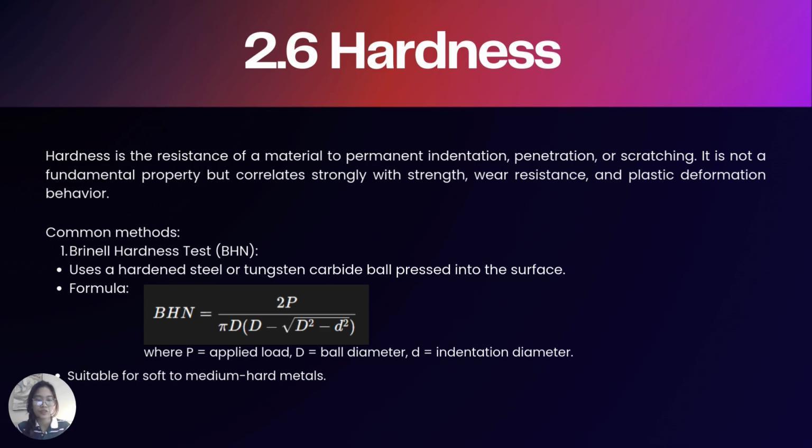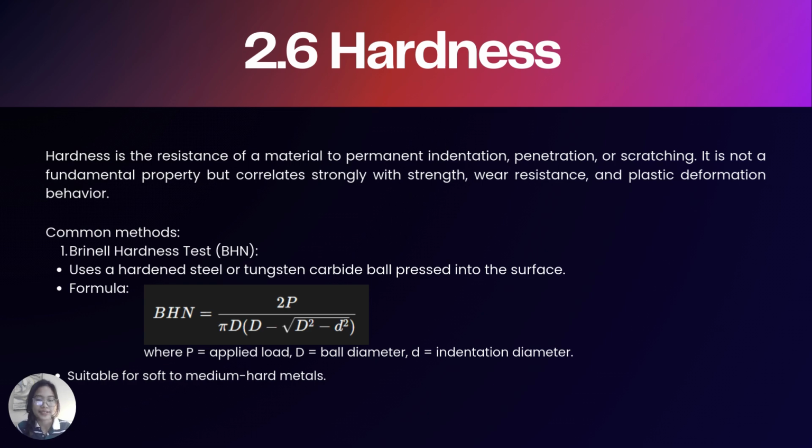Now, let's move on to hardness. Hardness is the resistance of a material to permanent deformation, usually measured as resistance to indentation, penetration, or scratching. It is not a fundamental property like stress or strain, but it is extremely useful because it correlates well with strength, wear resistance, and the ability of a material to plastically deform.